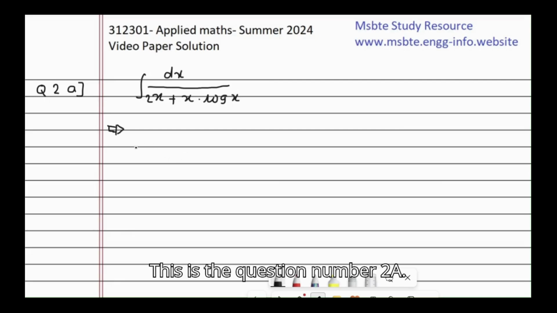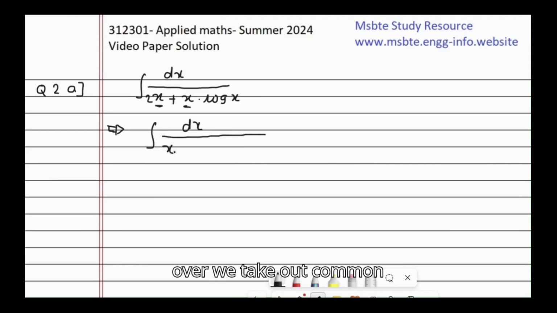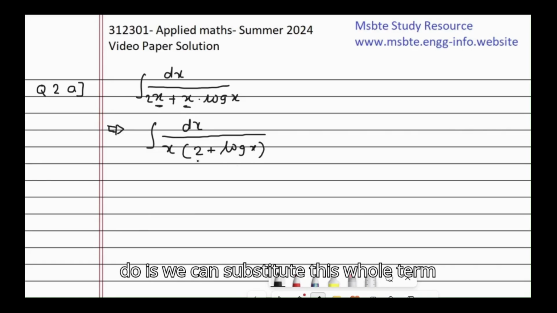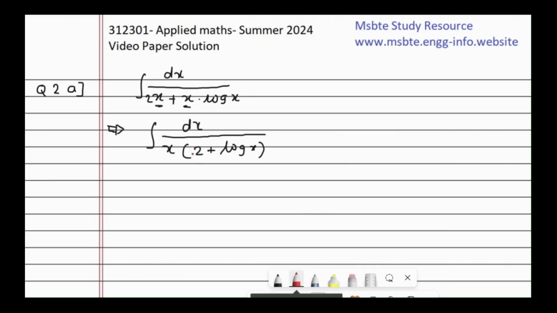This is the question number 2A. This question belongs to the integration by substitution. So if we observe the question carefully, we see there is x in both terms. So let us take out that common integration dx over, we take out common x, so it becomes 2 plus log x into the bracket. Now what we can do is we can substitute this whole term as t.